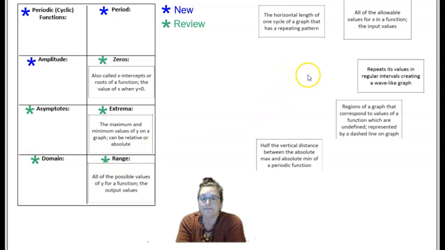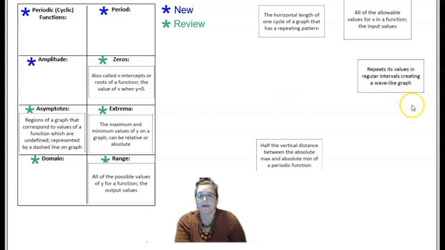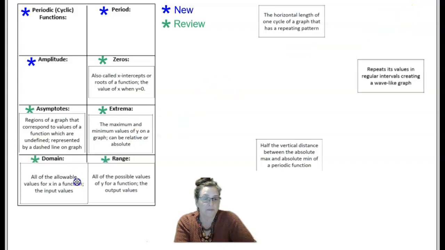Then regions of a graph that correspond to values of a function which are undefined, and we're representing them with a dashed line on the graph. Those would be asymptotes. They can be vertical, horizontal, or oblique. Then all of the allowable values for x in a function, the inputs, that would be the domain. So those are our review vocabulary from Unit 1 that we're going to apply here in Unit 6.